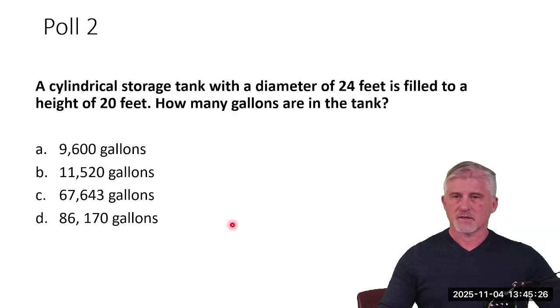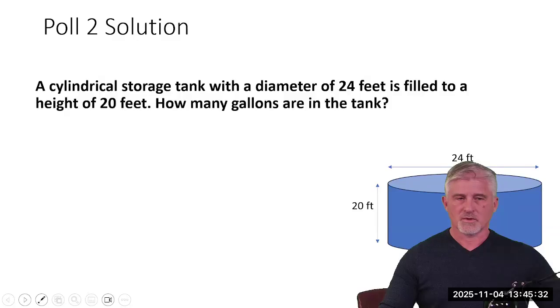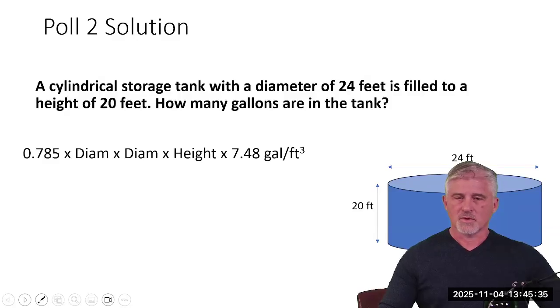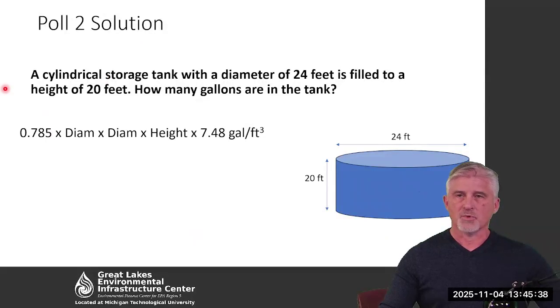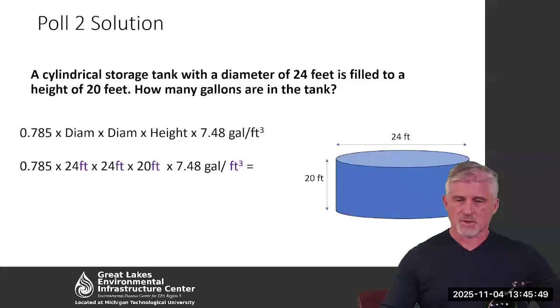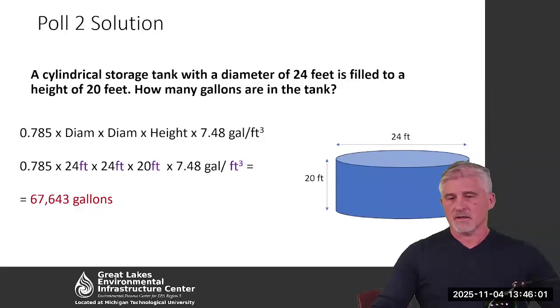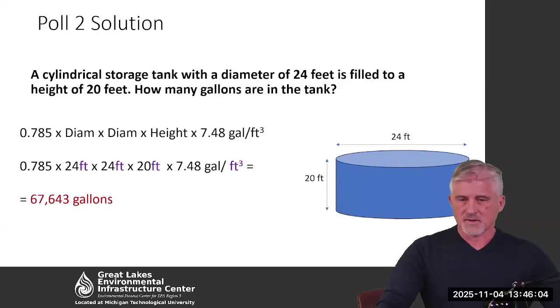Let's look at the poll and work the problem through. We take 0.785 times the diameter squared, times the height, and then we multiply that by 7.48 gallons per cubic foot to get it into gallons. We're just jumping ahead, doing them all at once. You throw those numbers in there. Note that the cubic feet divided by cubic feet cancel. And I believe it was answer C, 67,643 gallons is the proper answer.